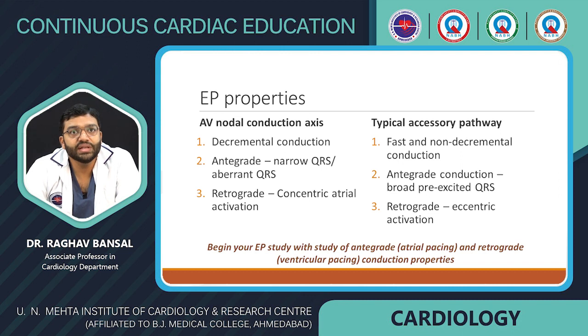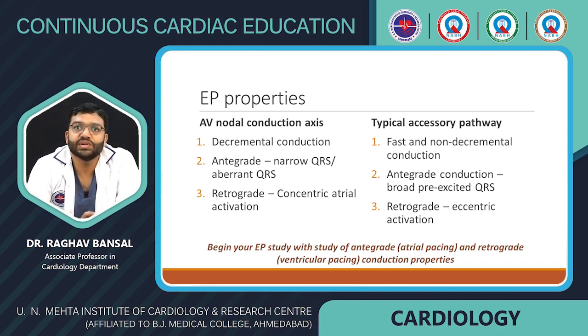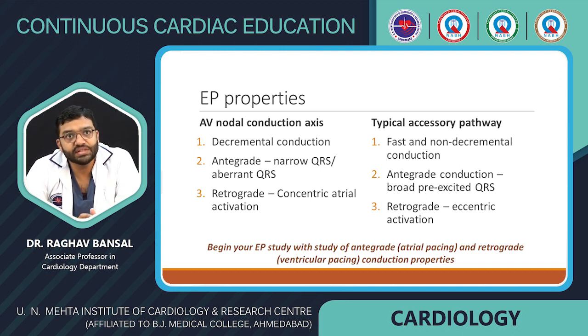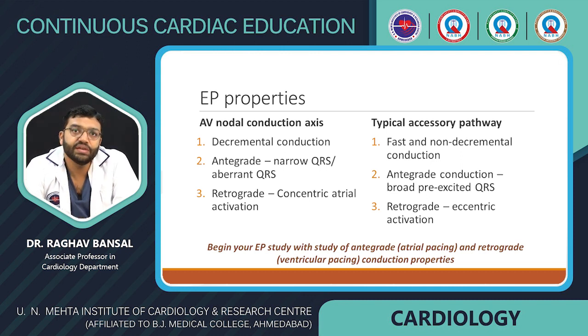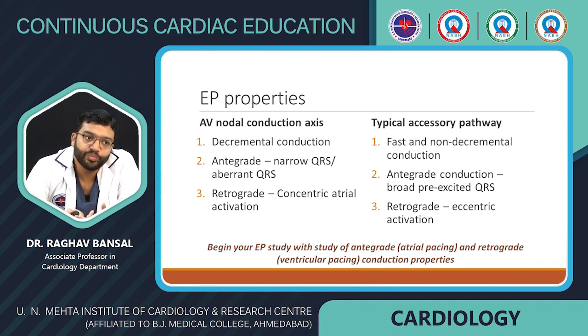The most important thing is that we try to differentiate between the conduction properties of an AV nodal conduction axis versus a typical accessory pathway. So these are very important points we need to know. The AV nodal conduction axis has a decremental conduction, so faster pacing will cause a delay in the AV node, while a typical accessory pathway has non-decremental and fast conduction. So even if you pace faster, the AV delay will not change. It will keep on going at the same conduction speed through the accessory pathway.